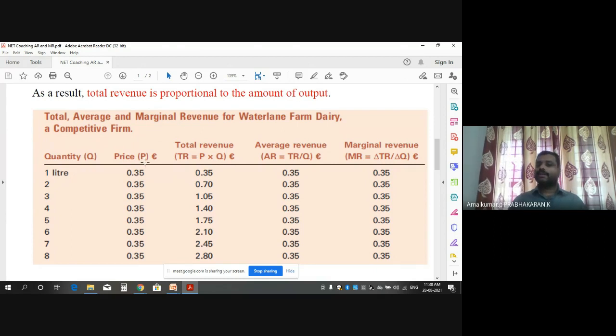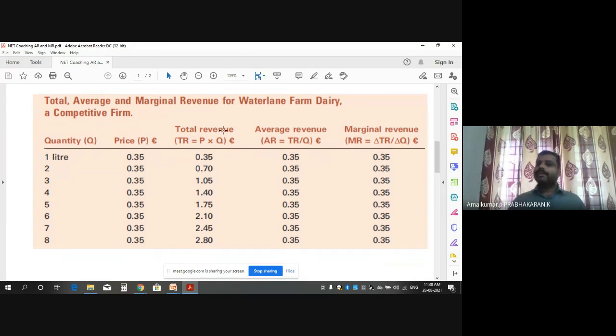And this is the total revenue. The total revenue is equal to P times Q, that is, the quantity times the price. For 1 liter at 0.35, the total revenue is 0.35. For 2 liters at 0.35, the total revenue is 0.70. This way we compute the total revenue for each quantity sold. The price is the same, but we multiply the quantity sold by the price to get the total revenue. This is the equation for calculating the total revenue.